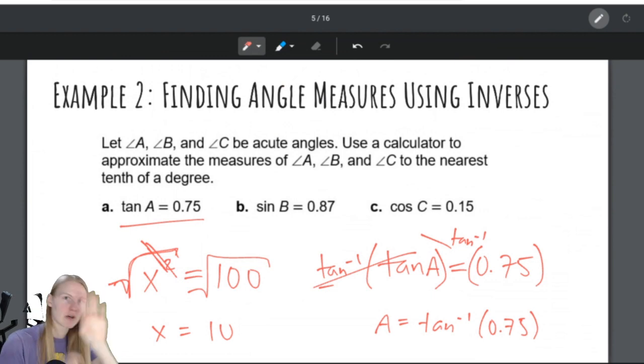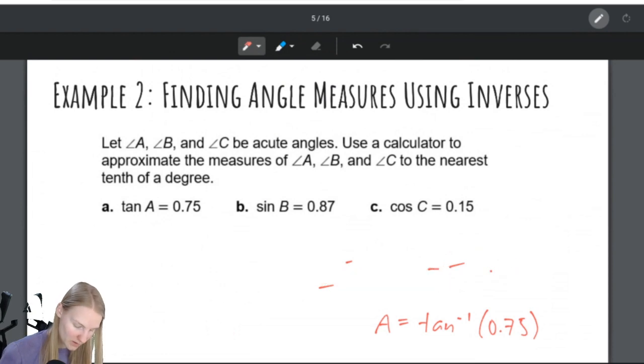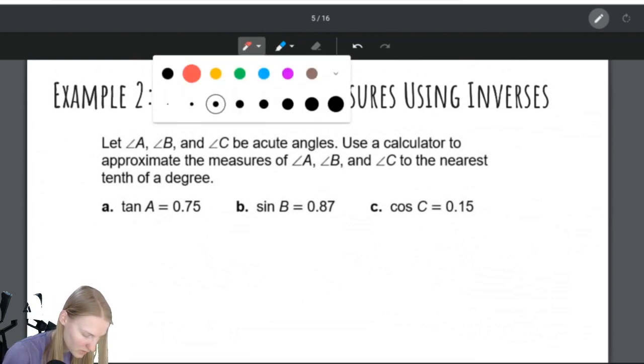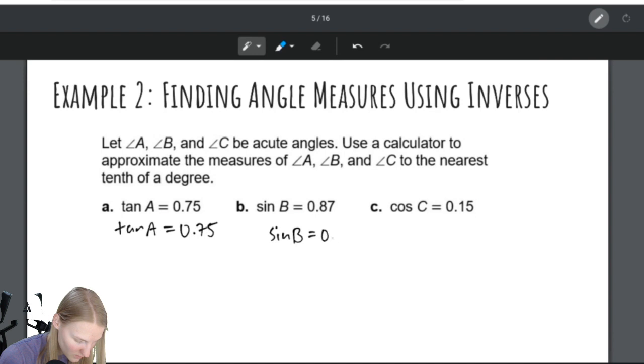Okay, so now that you know the theory behind it, let's clean our plate and do it on the real problem. Let's rewrite these so we have more space. Tangent of A equals 0.75. Sine of B equals 0.87. And cosine of C equals 0.15. Okay, we'll start with the first one.